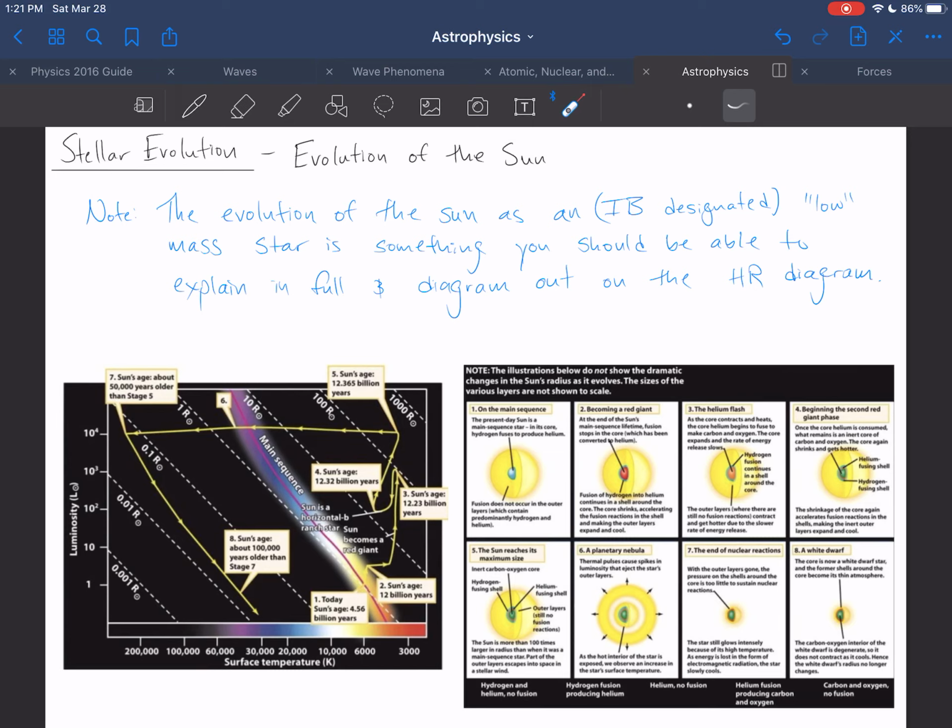One last thought here, one last idea, is that you are now in a position to explain the full evolution of the sun or a solar type star from top to bottom. And you should be able to do this in a longer, more extended answer and diagram it out on the HR diagram. So I'm just going to point out that the evolution of the sun, in this case, is what we're calling a low mass star, and is something you should be able to explain in full and detail on an HR diagram.